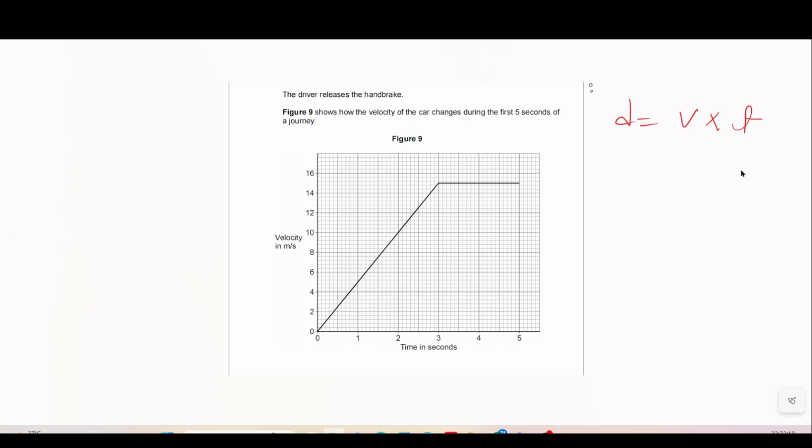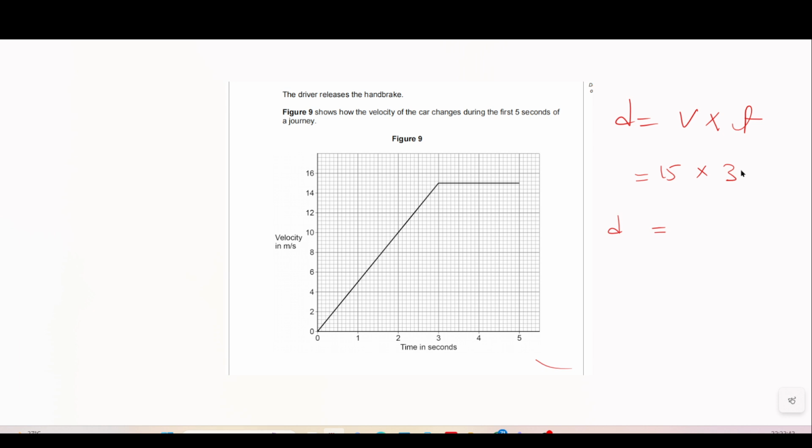So in first 3 seconds you have to find separately and in last 2 seconds you have to find separately, because for first 3 seconds the graph is going like this in a straight line. So in first 3 seconds what is the velocity? 15. 15 times time is 3, right? So the distance is going to be 15 times 3.